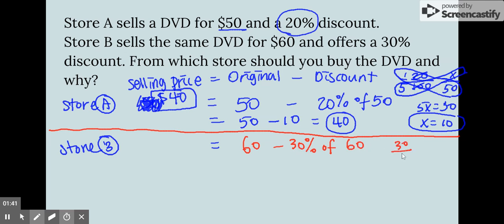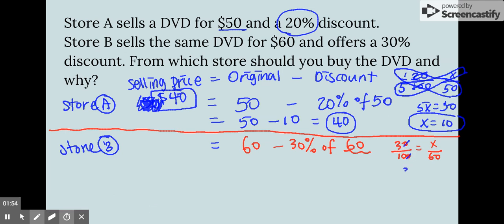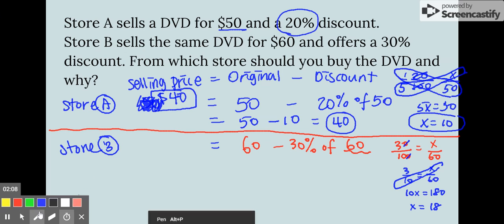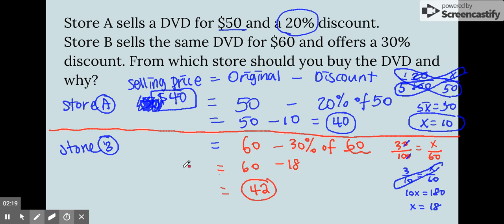So now what is 30% of 60? 30 over 100 equals x over 60, because the number after "of" is the whole, right? So you have to go to the bottom. And I'm going to simplify this to 3 over 10, x over 60. Let's do cross multiplication. So it's 10x is equal to 180. x is equal to 18. So it's $18 off. So now what's 60 minus $18? 60 minus 18 is $42. Oh, it's $2 more expensive.